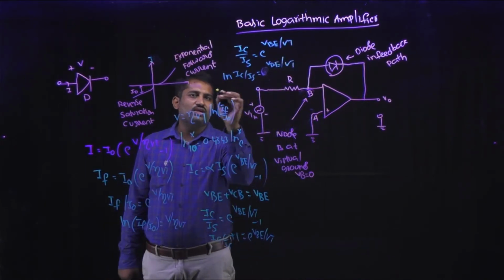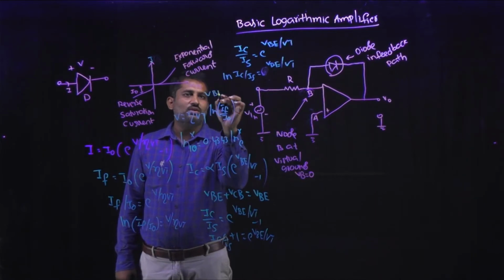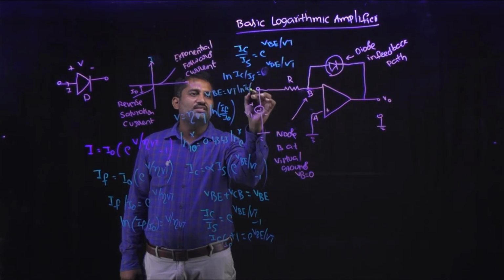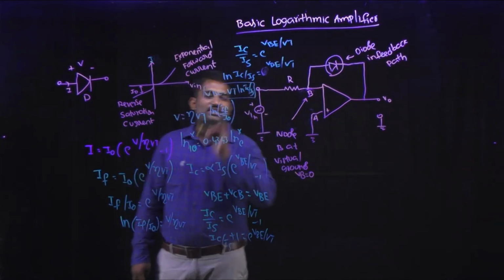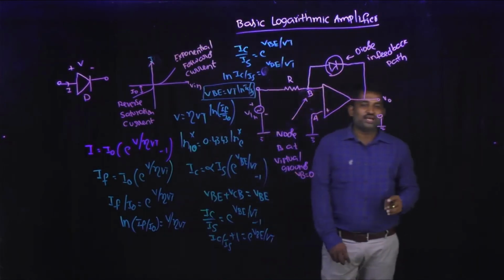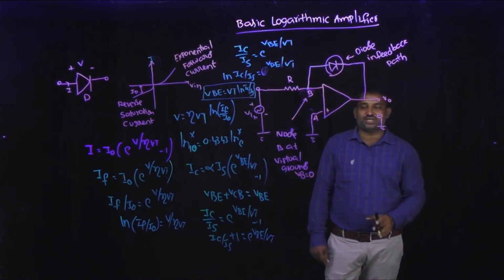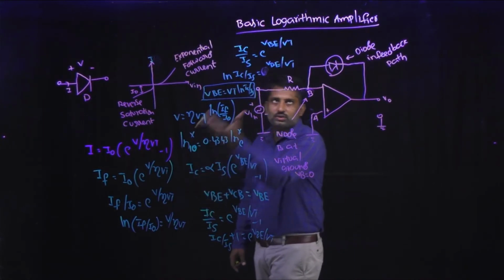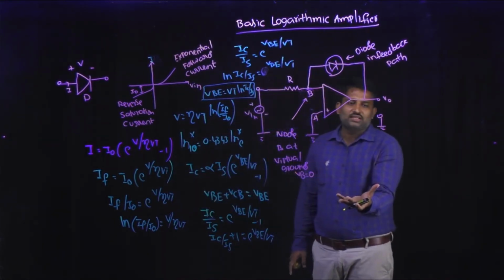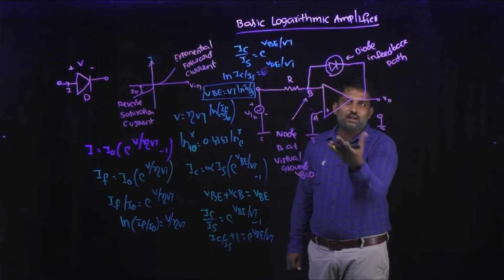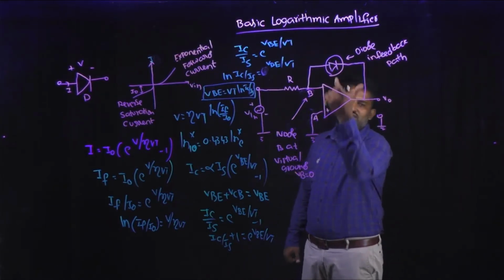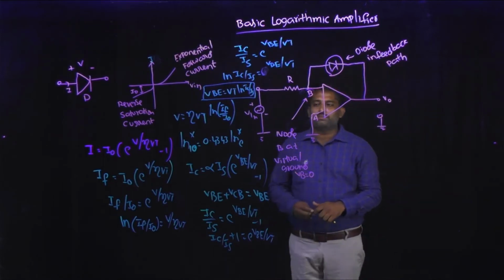From this, we can represent it as VBE is equal to VT into ln of IC divided by IS, which is the base emitter voltage for the BJT transistor. So with this background, we are going to explain the basic logarithmic amplifier with the help of a diode in the feedback path, as well as with the help of a transistor in the feedback path.